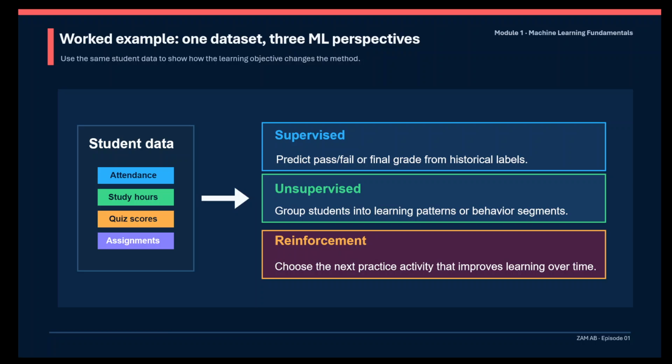So reinforcement chooses the next practice. We can decide, for the group of students which have been categorized, based on their behaviors and patterns, which particular learning practice is going to be more suitable for them. So this is what reinforcement learning can give us.